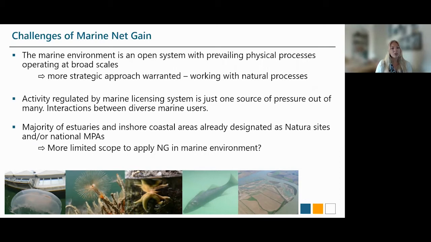In addition, the majority of estuaries and inshore coastal areas are already designated as marine sites or MPAs, and so that has a real possibility to limit the scope where marine net gain can be applied. So it is going to be really important to establish clear objectives and targets which can provide a focus for developer-led actions. And ultimately, this has led to the recommendation that a strategic approach should be applied to the marine environment.